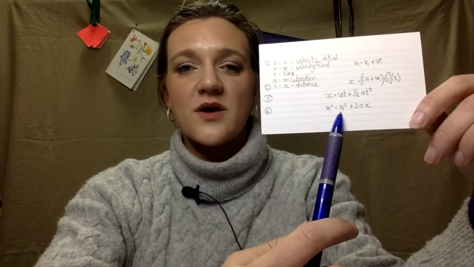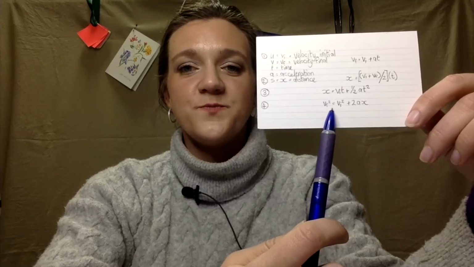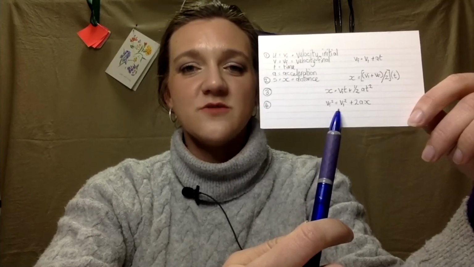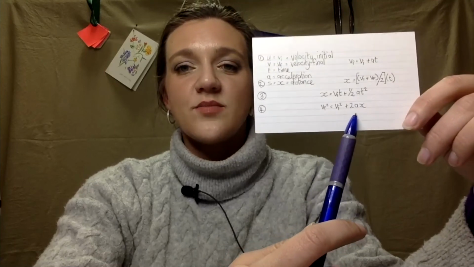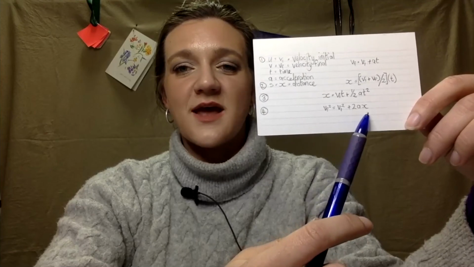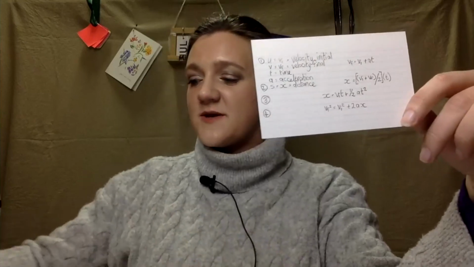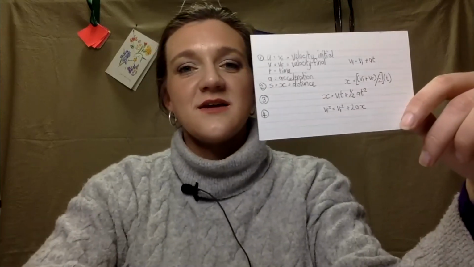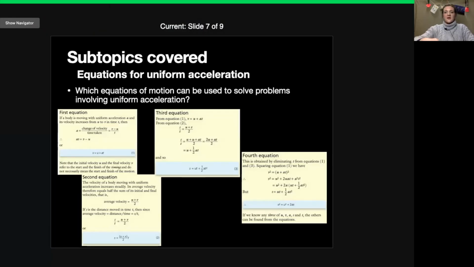Then your final one is v final squared, which is v squared, equals v initial squared, which is u squared, plus 2 multiplied by acceleration and distance. So these are the 4 different velocity equations that we use to solve for acceleration. And these will be your IGCSE examples.